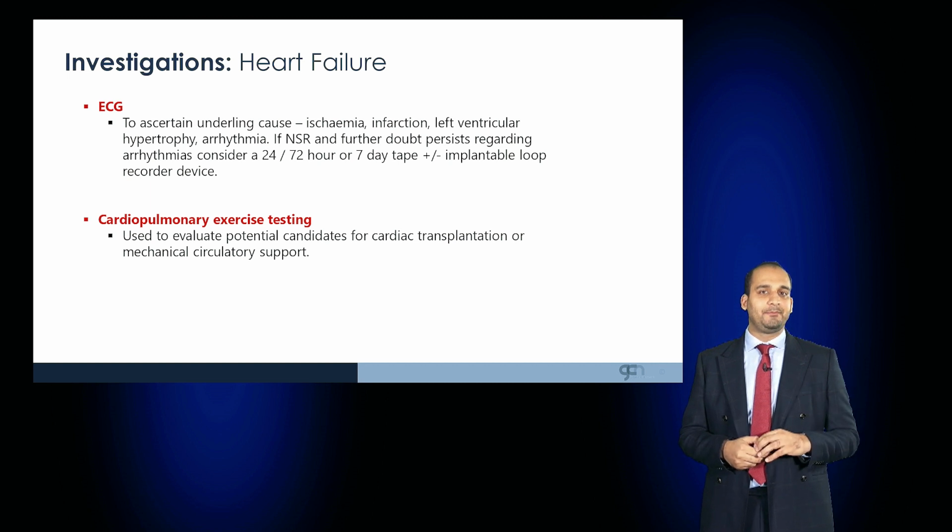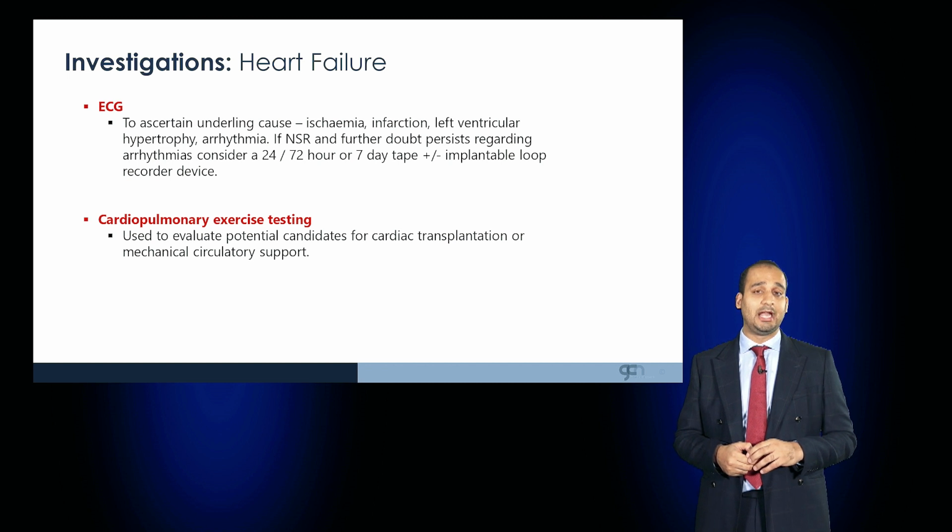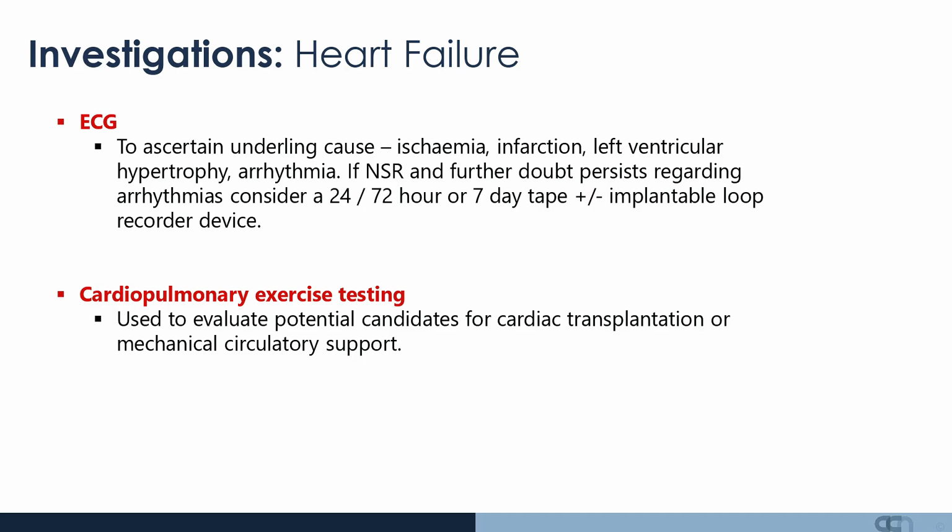An ECG is particularly important to determine an underlying cause, such as whether there's a presence of ischemia or infarction, whether there's any left ventricular hypertrophy or arrhythmias present. And if the patient has a normal sinus rhythm and from the history you believe that the patient's having intermittent arrhythmias, you may want to consider a 24, 72-hour or a 7-day tape or an implantable loop recorder device. Patients may also be exercise tested to see whether or not there's any change in the ECG.